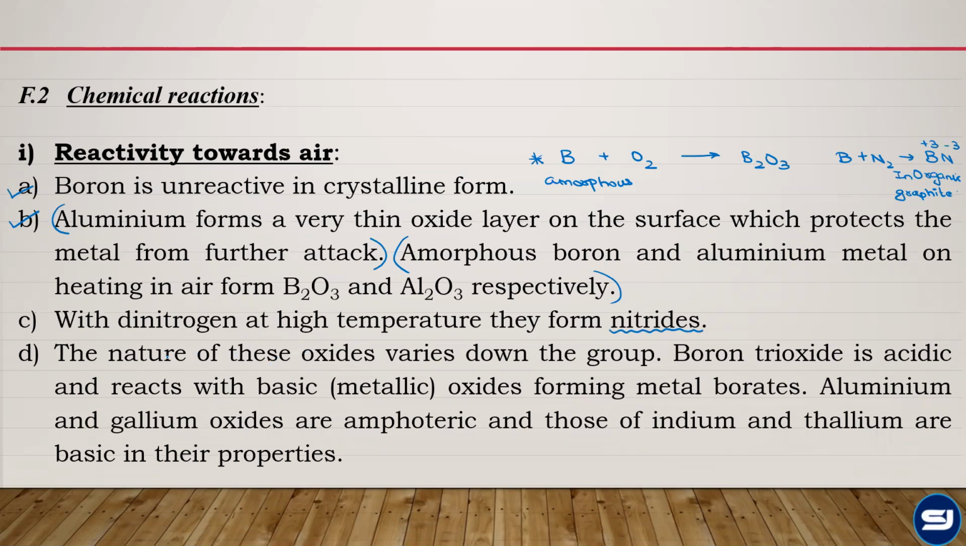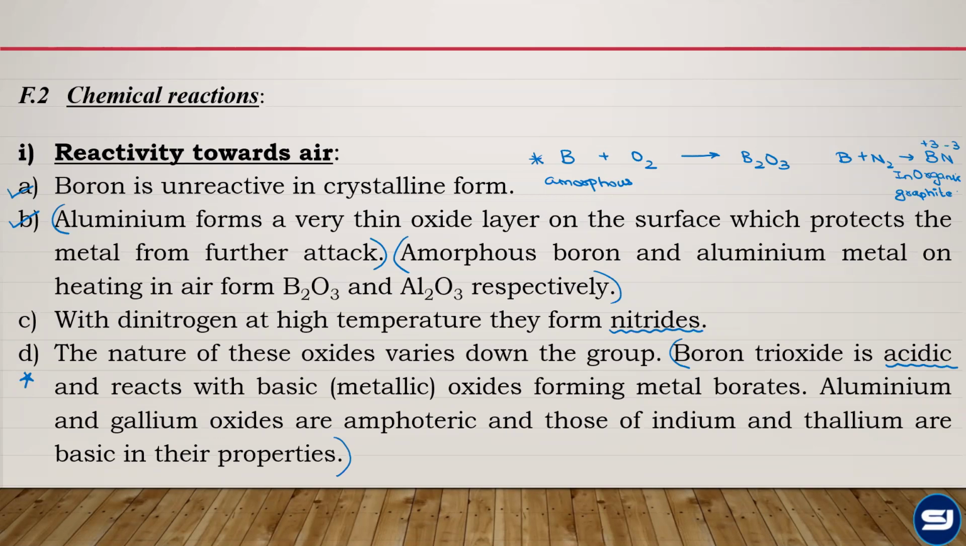Now, the nature of these oxides varies down the group. Boron trioxide is acidic because it is a non-metal oxide and reacts with the basic or metallic oxides forming the metal borates. Whereas aluminium and gallium oxides are amphoteric, indium and thallium are basic in nature. तो बोरॉन का ट्राइऑक्साइड B2O3 एसिडिक है, अलुमिना एंड Ga2O3 गैलियम ऑक्साइड एम्फोटेरिक है, इंडियम एंड थैलियम बेसिक है. तो ये नेचर भी पूछा जाता है, ऑक्साइड्स नेचर.